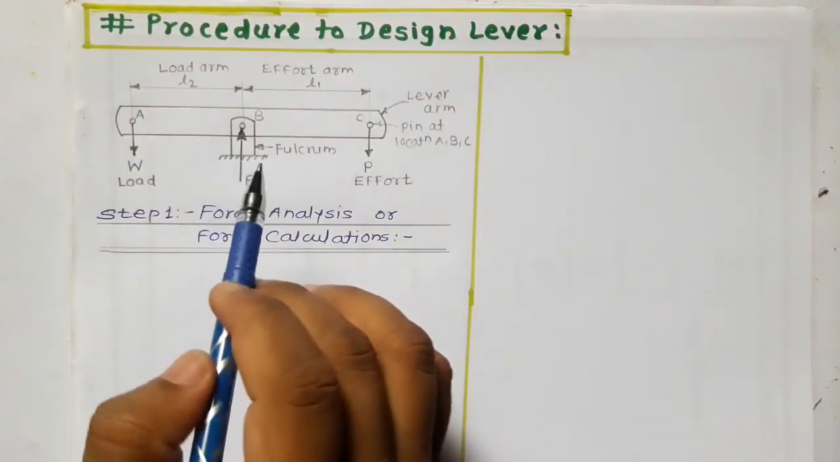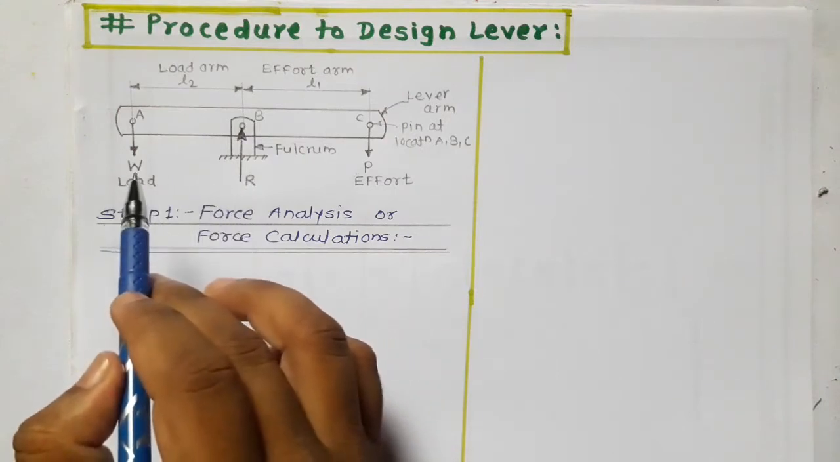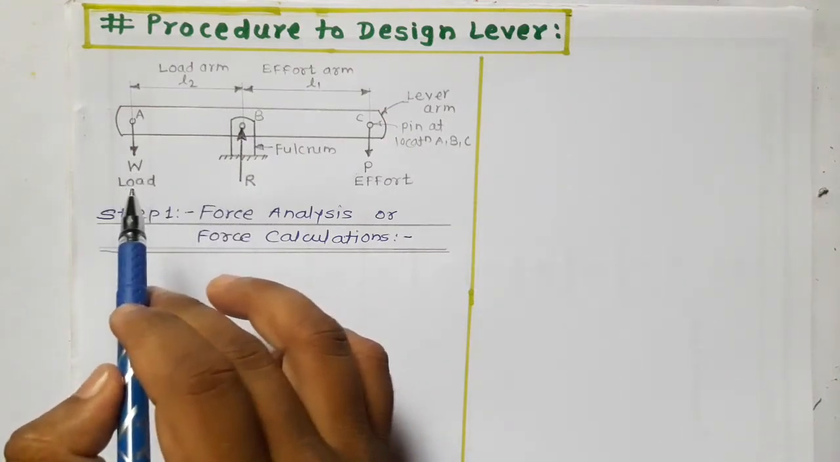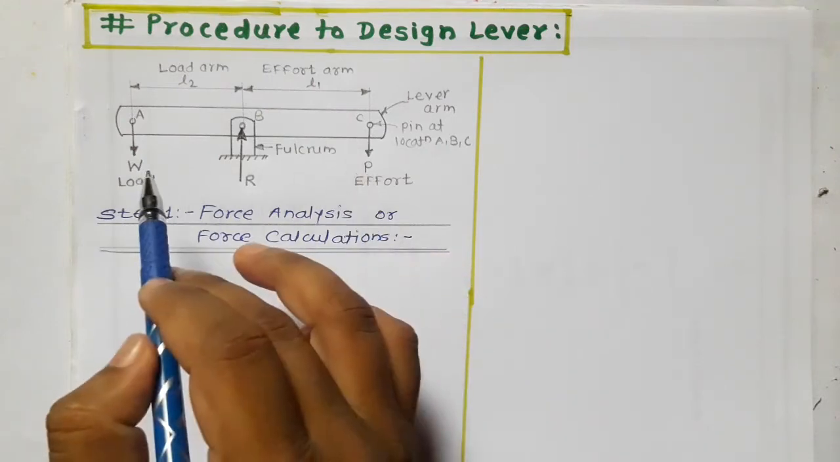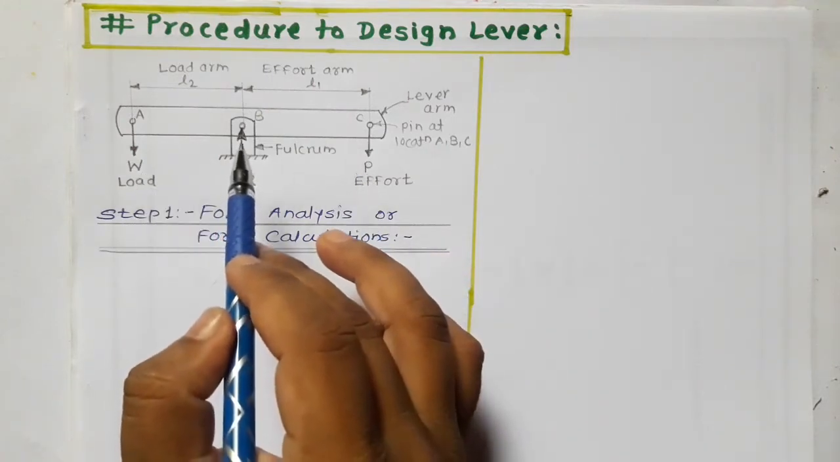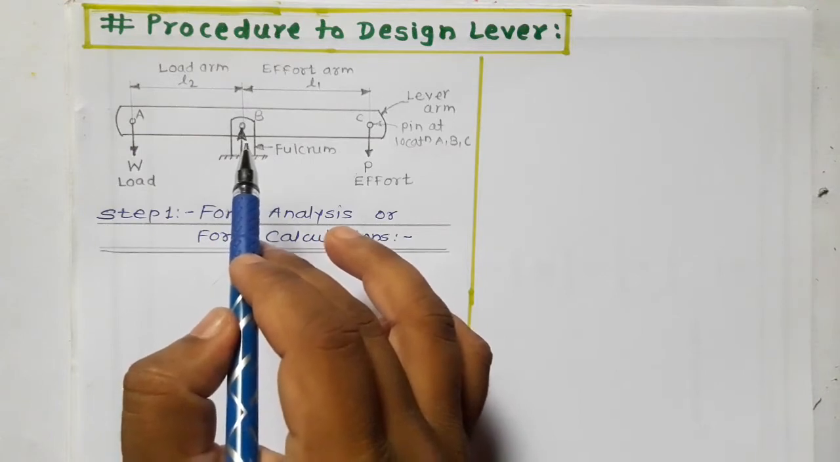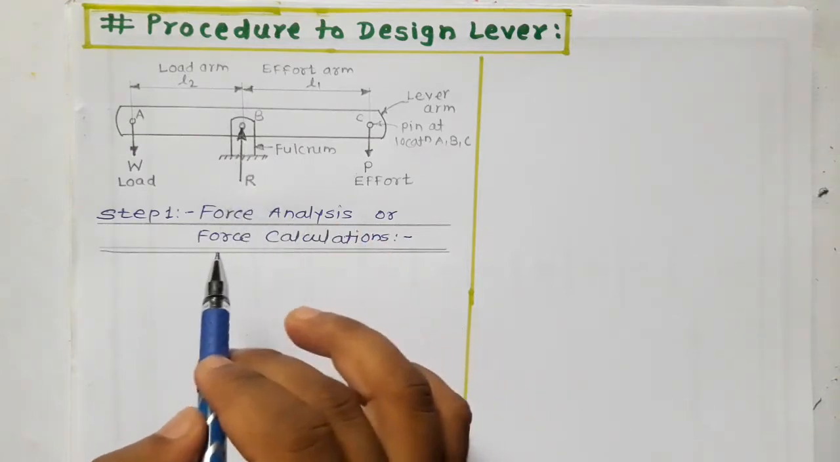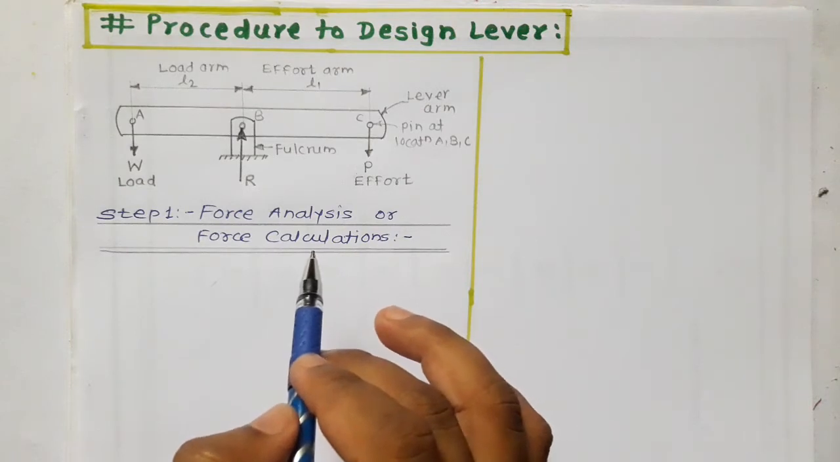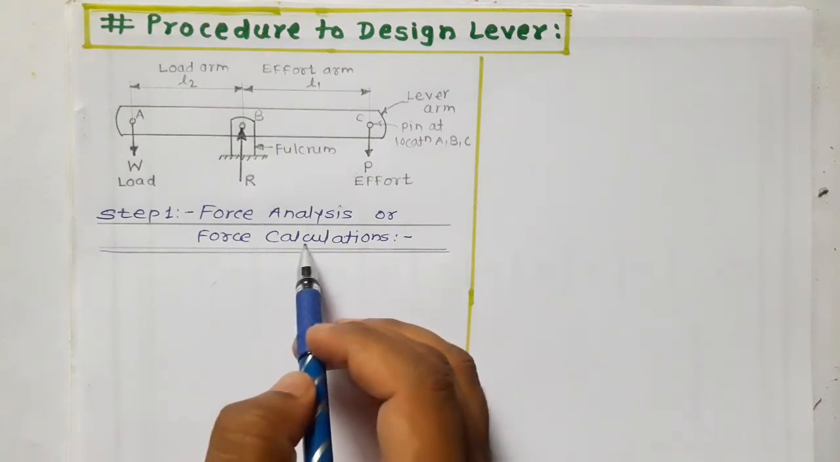Now in this lever we have three forces. First is W acting downward, which is the external load. Effort P acting downward, which is used to lift this load W. And third is the reaction R at the fulcrum, which is in upward direction. So in the step number 1, we have to analyze the forces, or we have to calculate the forces whichever are unknown.